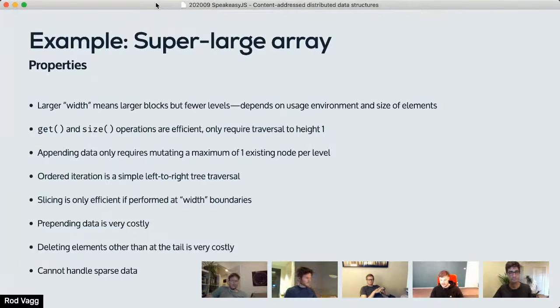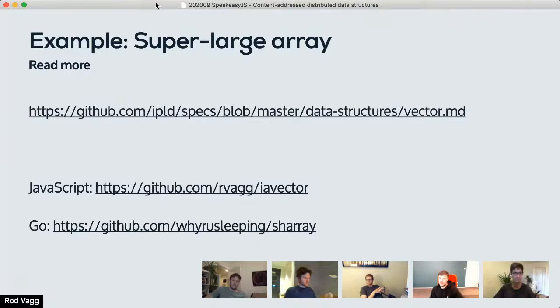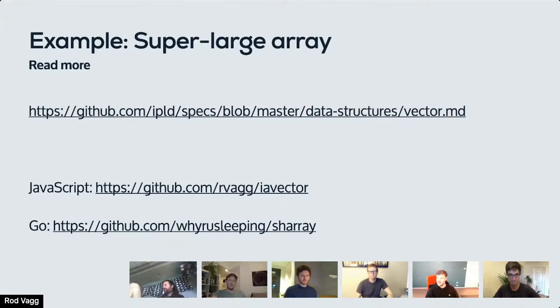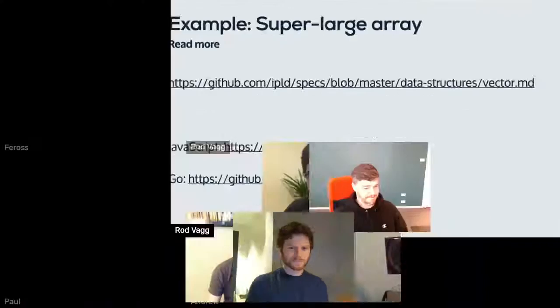There's a bunch more properties to this. We actually have a spec for this. We call it vector in IPLD. If you go to the IPLD specs repo on GitHub, there's a whole write-up on the various algorithms to traverse and mutate this data structure. Very interesting there. There's a JavaScript implementation of it, and there's a Go implementation of it you can have a look at as well if you're interested. But that's all I have. Hopefully that quick example was illustrative, and hopefully I haven't used up too much time.